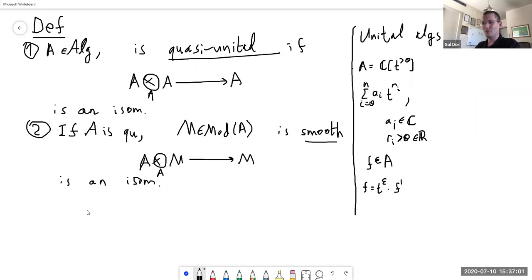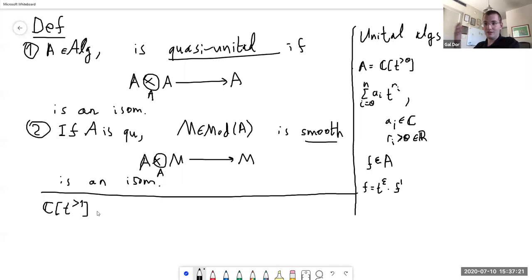So let me give you some examples of smooth and non-smooth modules for this algebra, so that we have a good notion in our heads. An example of a smooth module: you can take combinations of powers of t that are greater than one. This is obviously a module for A, and it's very easy to show that this is smooth. From every element, you can extract some power of t. An example of a non-smooth module, where the map is not surjective, is to consider powers that are greater than or equal to one. Then in this case, the element t cannot be expressed as a convolution.